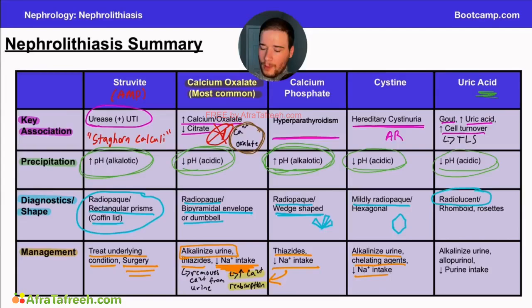are radiolucent. Remember, I said that radiolucent, you want to remember it as radiolucent to remind you of the association with uric acid stones. This is important because when we say something is radiolucent, that means we would not see it on imaging, and thus if we took an X-ray, it would not show up.